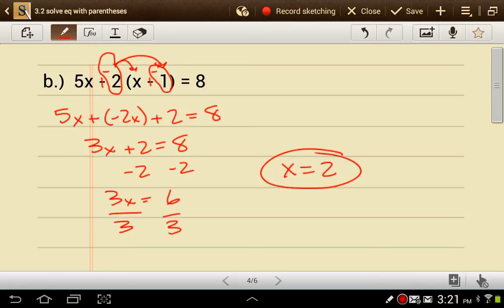Okay? So again, I do the distributive step first, make that a plus negative 2, so you distribute the negative 2, and you might want to circle them like I did, so you don't forget that. Second step is to combine like terms, and then you have your two-step equation you can solve. Okay, moving on to our next example.